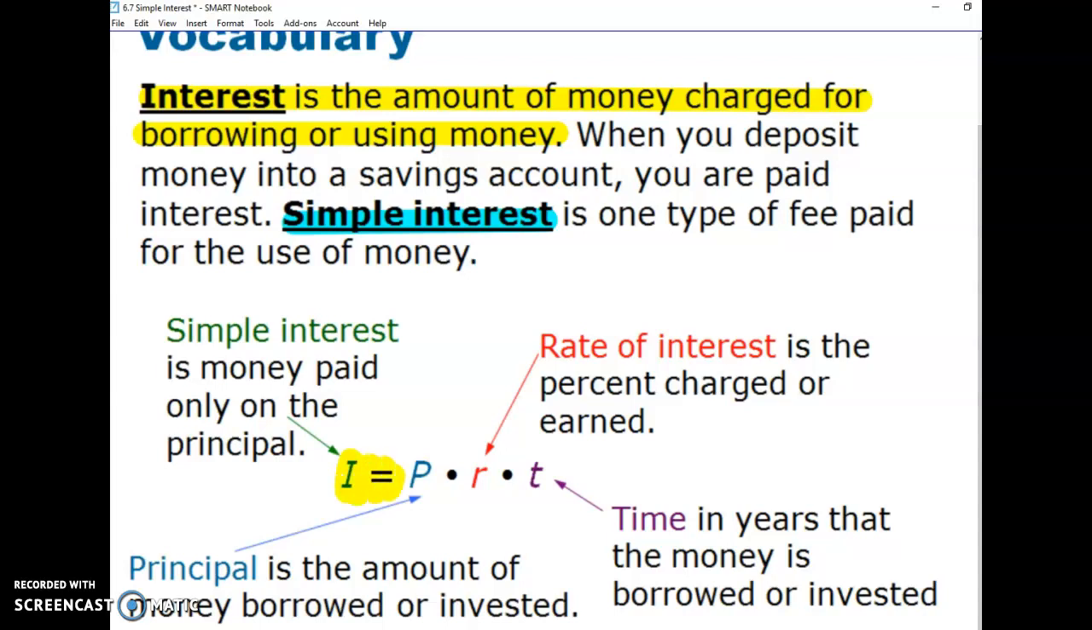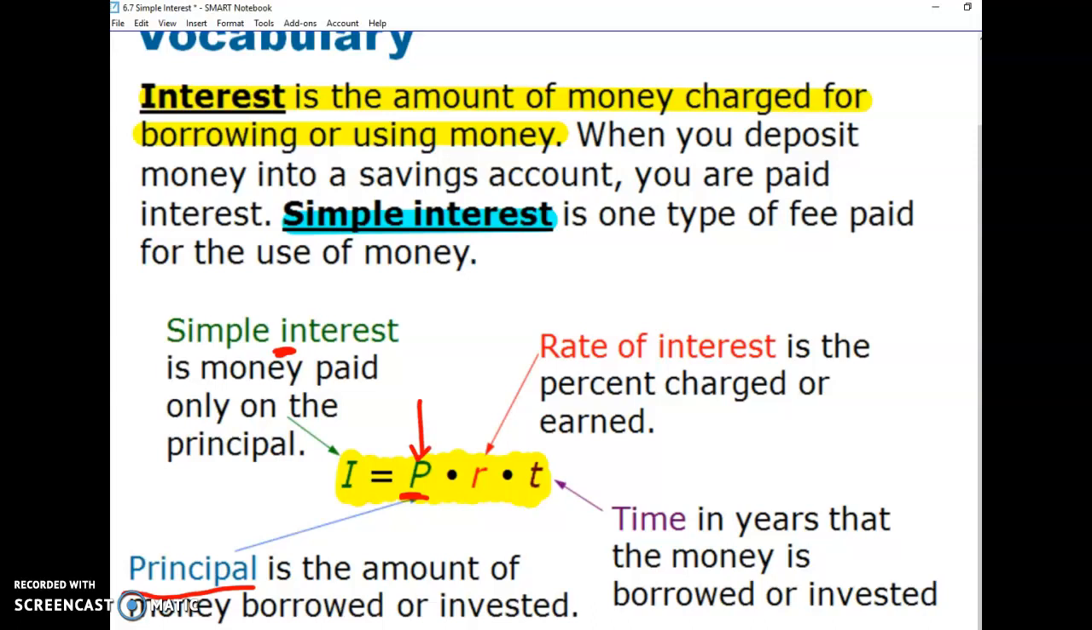This is our formula for today. I is equal to P times R times T. We try to use the first letter to stand for what it's standing for. The I stands for interest, so that extra money that you make if you put money into the bank, or the extra money that you pay if you borrow the money. The P stands for the principal, and that's the amount of money that is borrowed or invested. For example, if you bought a $300,000 house, that would stand for your principal, the original amount that you're talking about.